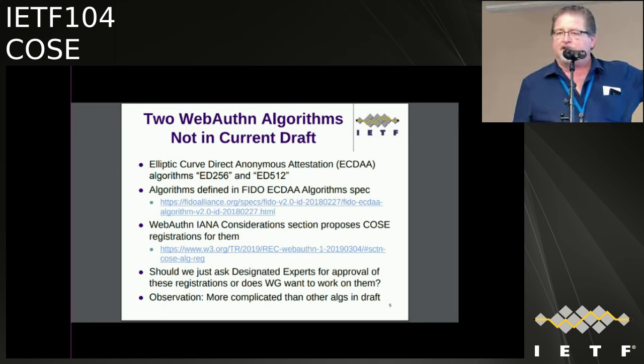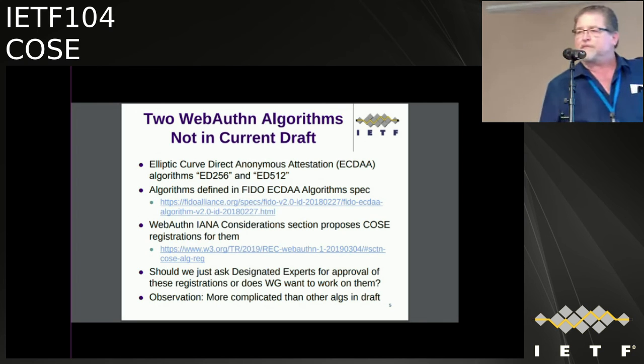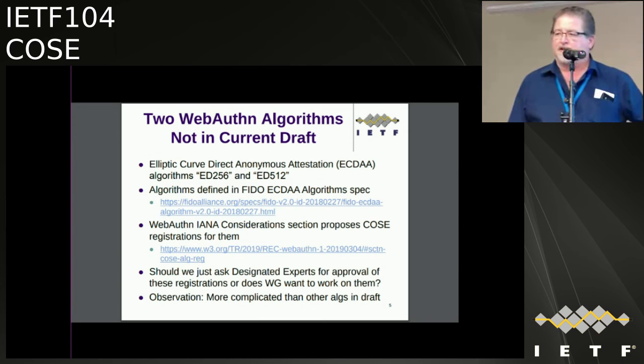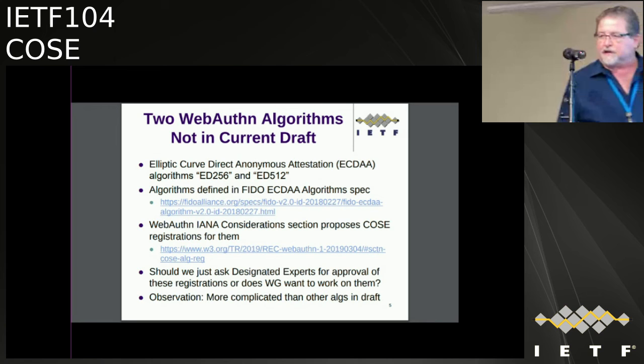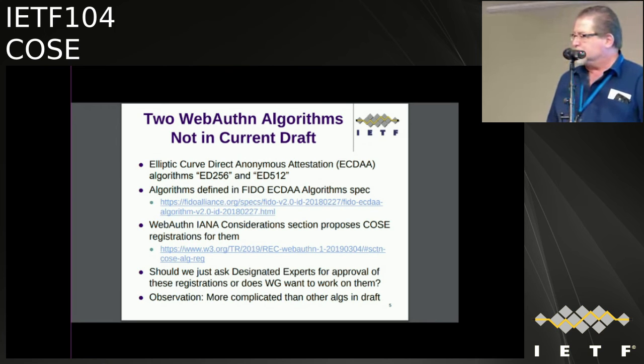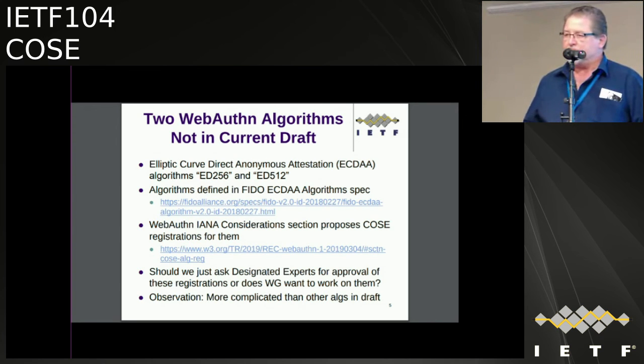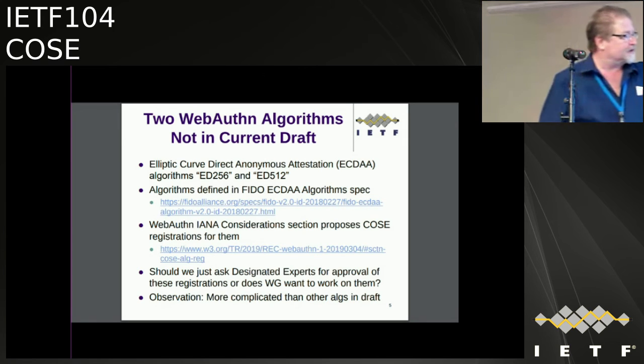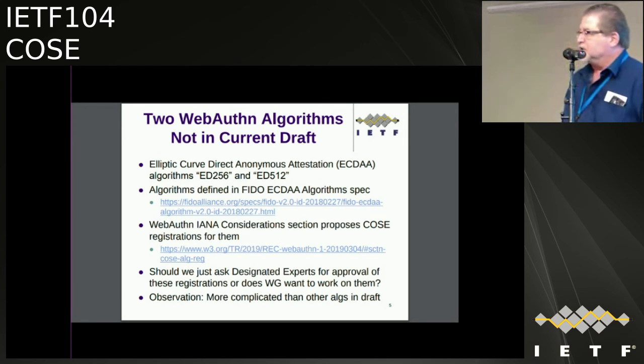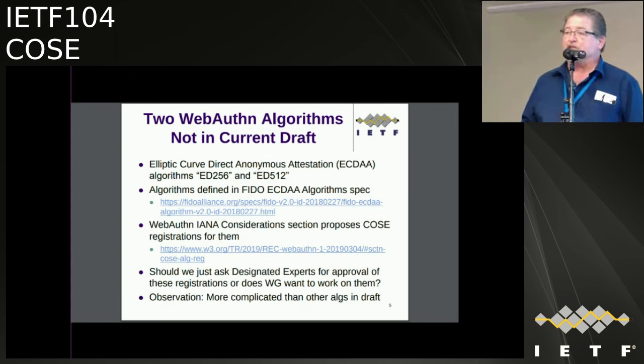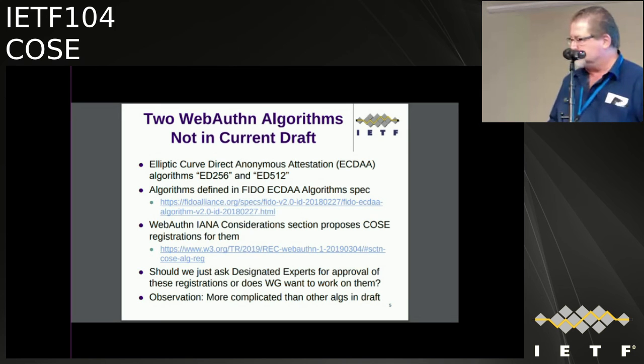And WebAuthn does say that you can do attestations about the authentication that occurred using these formats. Now, I will note that the WebAuthn draft has an IANA considerations section and proposes just registering these, referencing this FIDO draft as the primary definitions. We could just decide as COSE to first just ask IANA to process this and have the designated experts either say yes or no. And only if the designated experts say no would we even have any work to do.